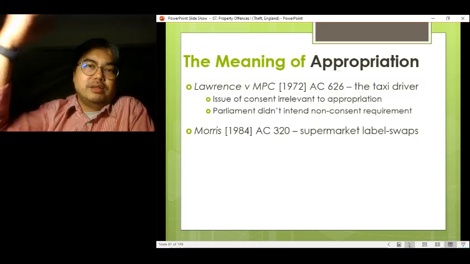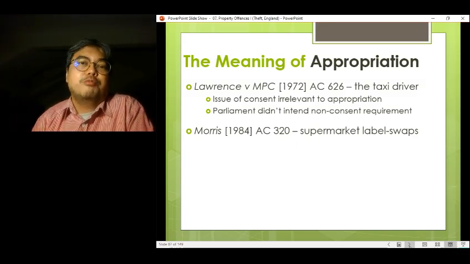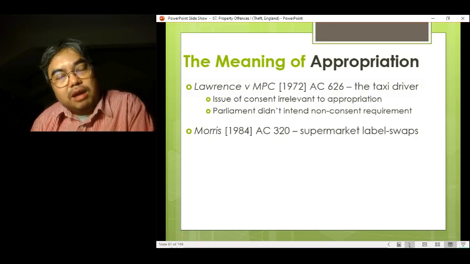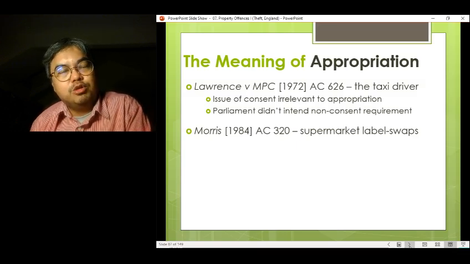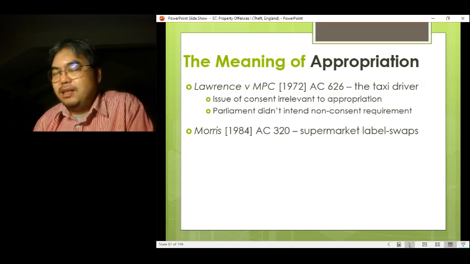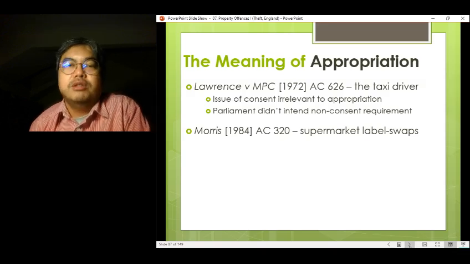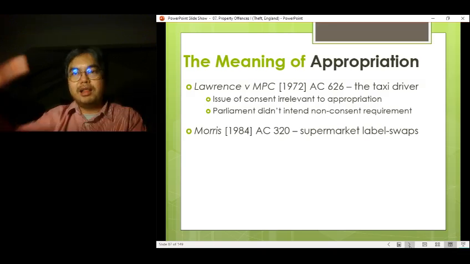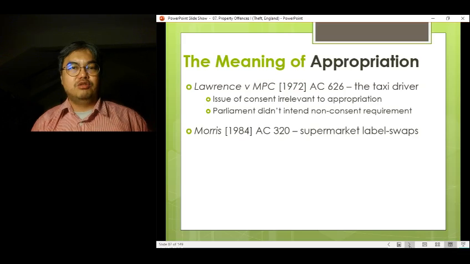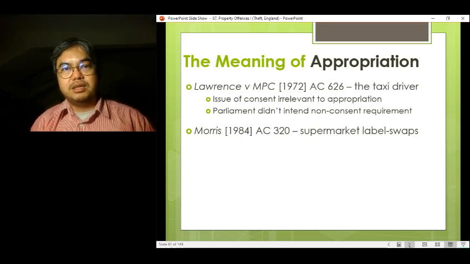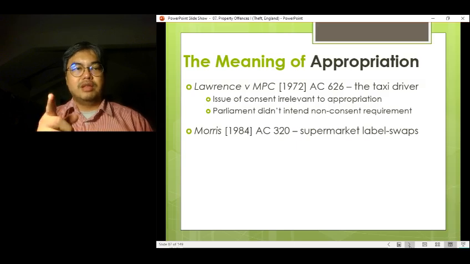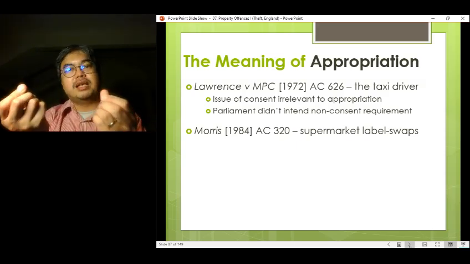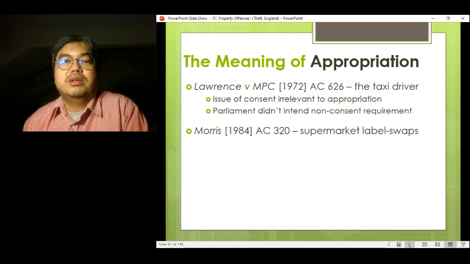The moment you take the products and put them into your shopping bag, you are appropriating them. But you're allowed to do so, right? The supermarket allows you to do so. So therefore, they say that it is not appropriation because it is with the consent of the supermarket, right? You are allowed to take the products and put them into your shopping bags, okay? But what the supermarket does not consent to is that you tear off the price tags and change the price tags.